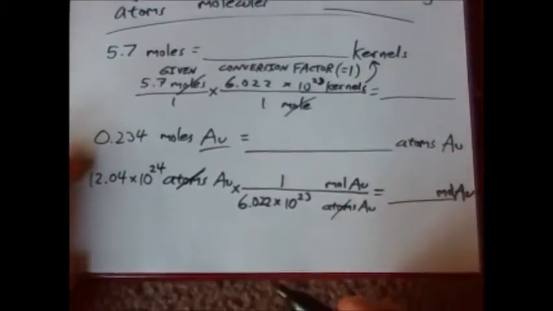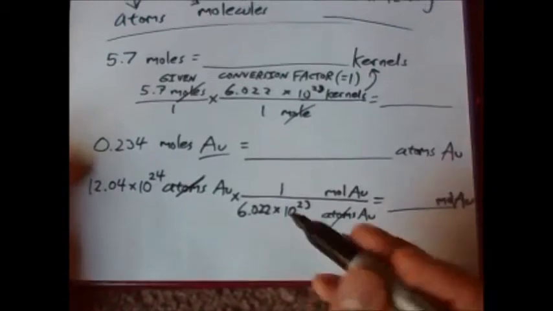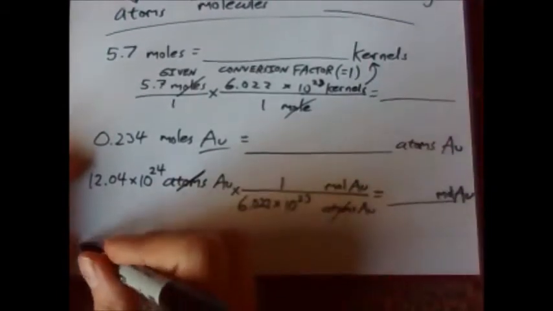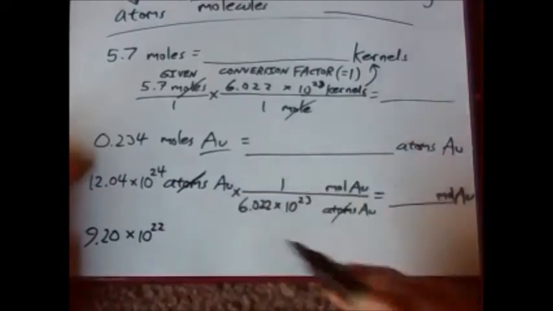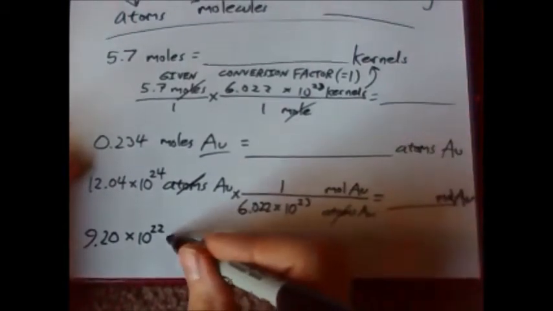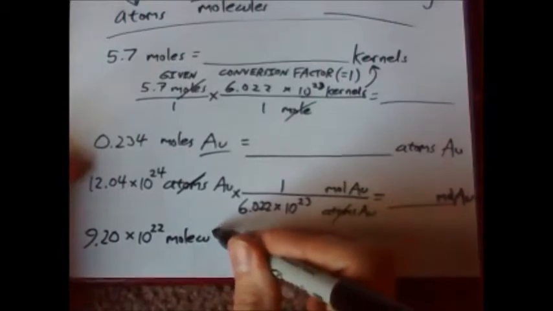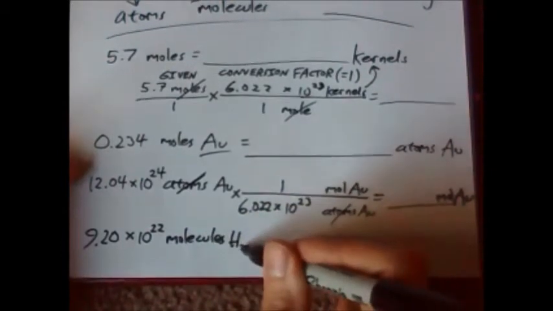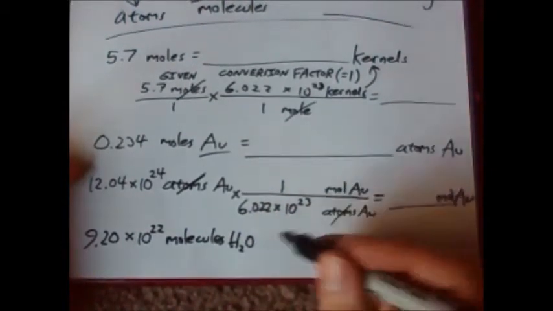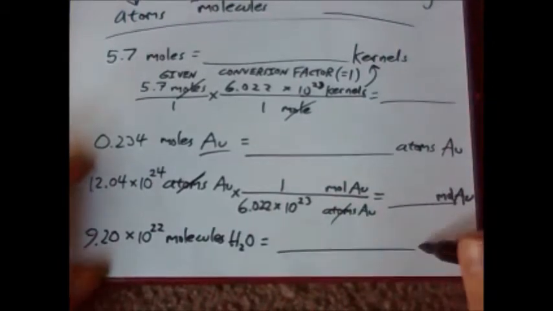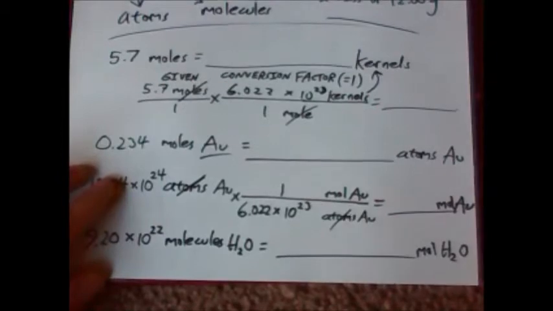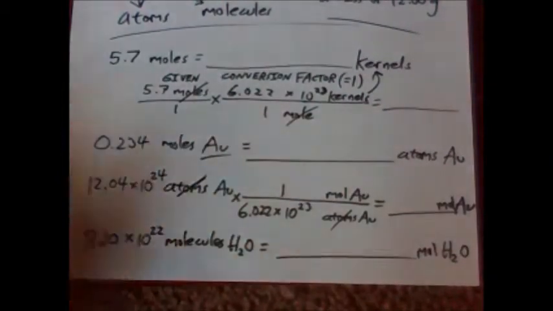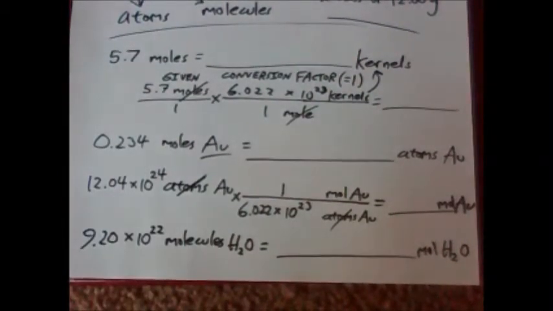And here's a final problem for you. If you had 9.20 times 10 to the 22nd molecules of water, how many moles of water would you have?